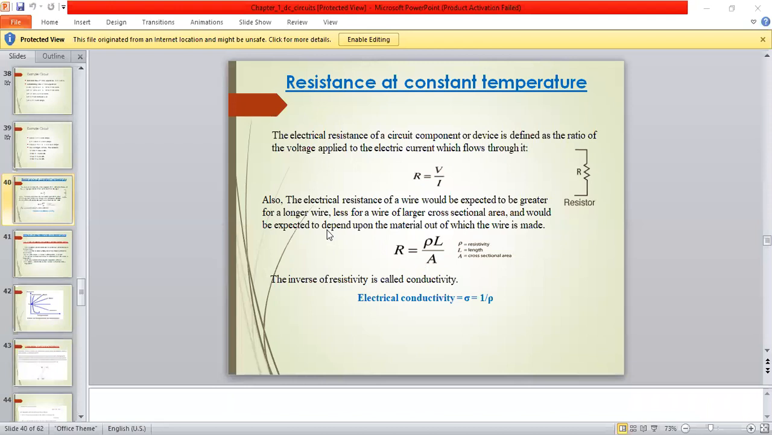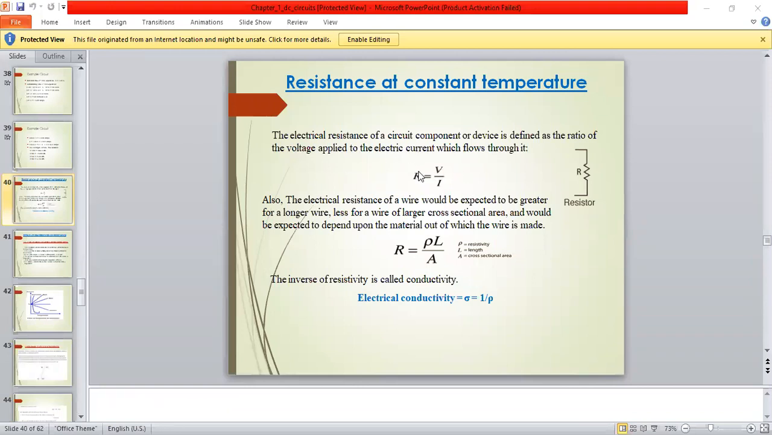Okay, today we are going to start with the topic on resistance. So we are taking two topics firstly: one is resistance at constant temperature, and then resistance at variable temperature. For resistance at constant temperature, the electrical resistance of a circuit component or a device is defined as the ratio of voltage applied to the electric current which flows through it. So the formula as per Ohm's law, the resistance is equal to V upon I.